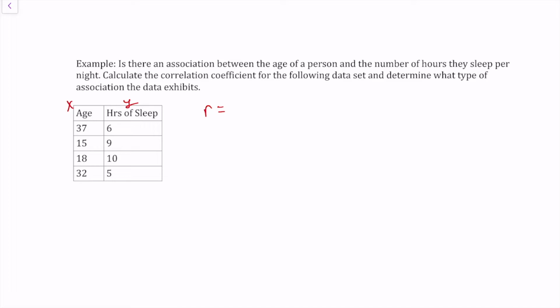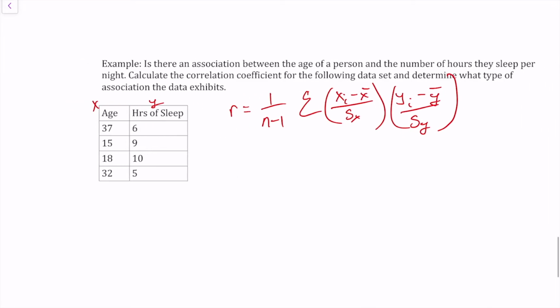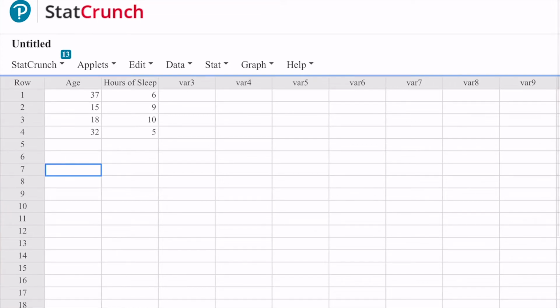Okay. And R is 1 over n minus 1 times the summation of x sub i minus x bar over the standard deviation of the x's, times y sub i minus y bar over the standard deviation of the y's. Well, before we get into crunching these numbers, let's take a look at the scatter plot for this. In order to do this, I have loaded all of our data here into StatCrunch.